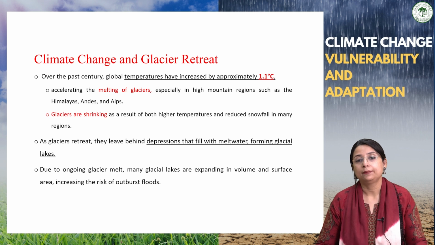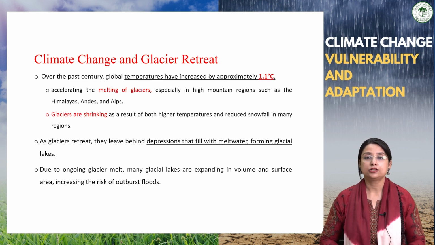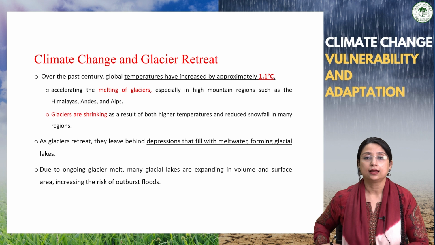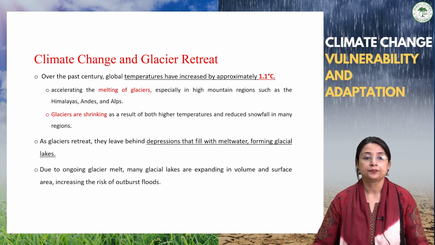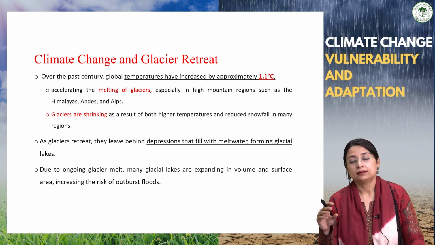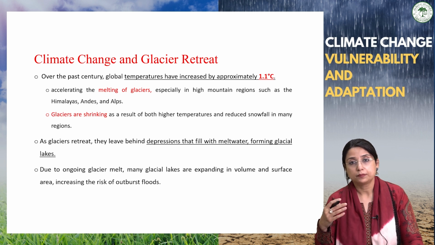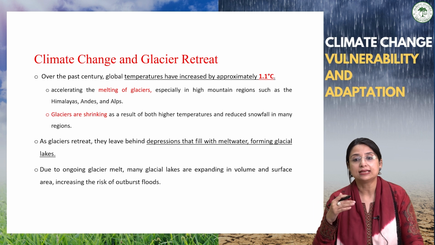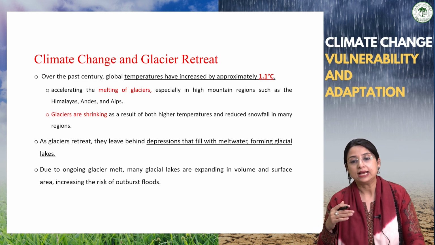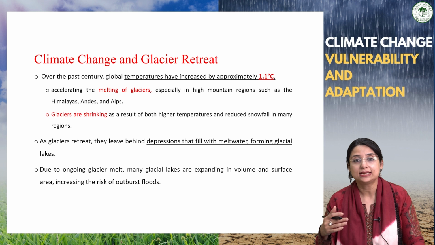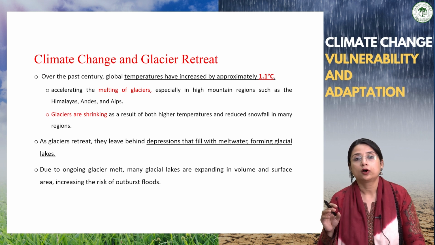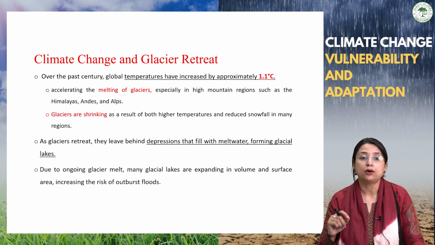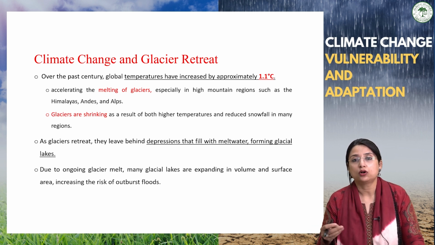So, how are climate change and glacial retreat related to each other? When we look at this, we will find that accelerating climate change means we are talking about global warming. We are talking about the increase in the global temperature, which is generally estimated at approximately 1.1 degrees centigrade. This global warming is accelerating the melting of glaciers, especially in high mountainous regions. You can give examples of the Himalayas, Andes, Alps, etc.